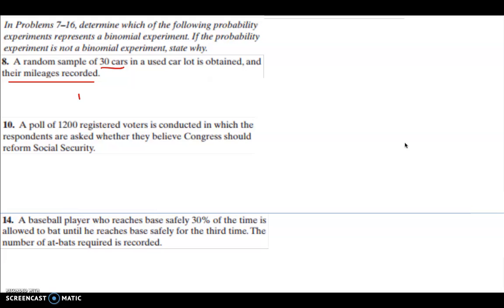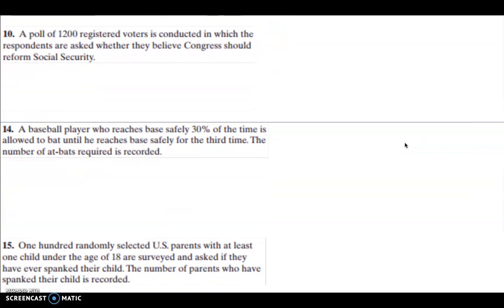Okay, so this is definitely not binomial because there's no way to define a success. We've got a fixed number of trials, we're good there, and they're most likely independent, but we don't have two mutually exclusive outcomes. We're just going to record the mileage. And the other problem here is the variable is continuous. The number of miles is continuous. So binomial is a discrete probability distribution, and mileage on a car is a continuous variable. So that one's not going to work out for us.